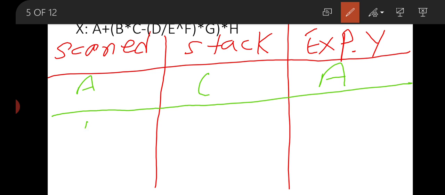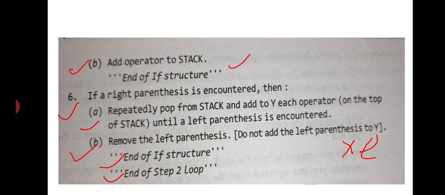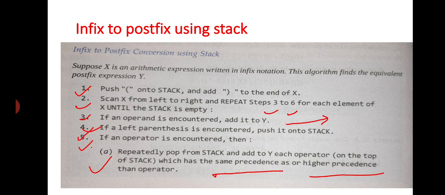Now if we again scan the symbol, the next symbol is plus. Now we have to follow the algorithm, step 4: if a left parenthesis is encountered, push it into stack. We have not got a left parenthesis yet; we got an operator. Then we have to come to step 5: if an operator is encountered, then repeatedly pop from stack and add to y each operator on the top of stack which has the same or higher precedence. But there is only a single operator in the stack. Right now we have the first single operator in the stack, so we cannot decide; this is the lower precedence and higher precedence case.